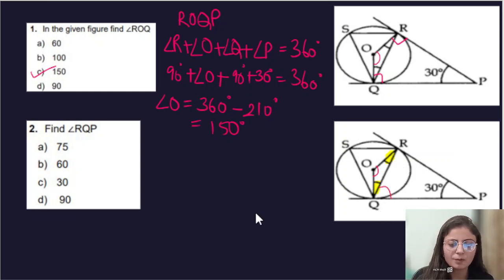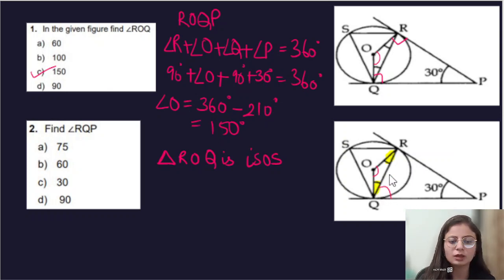Now observe that triangle ROQ is an isosceles triangle, right? Why? Because OR equals OQ. Two of its sides are equal. Why are they equal? Because they are radii of the same circle, right? So OQ equals OR. This means these two angles would be equal, right? Why? Because angles opposite to equal sides of a triangle are equal. So therefore these two angles would be equal.